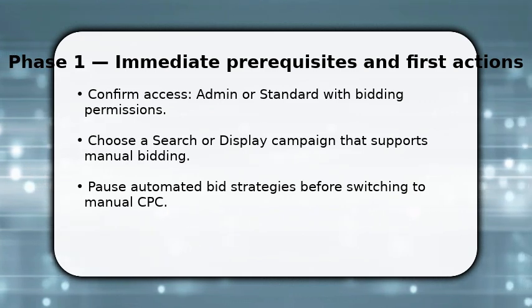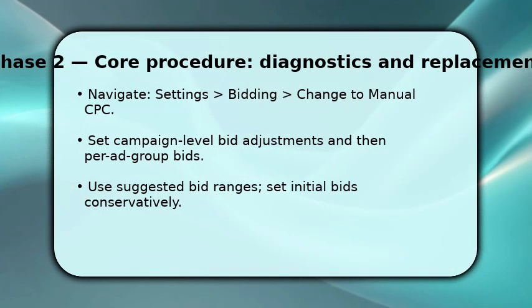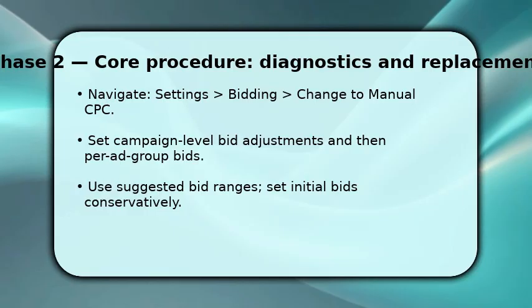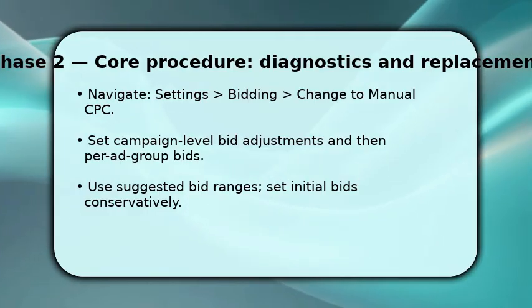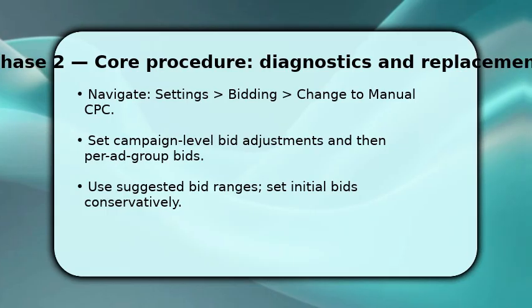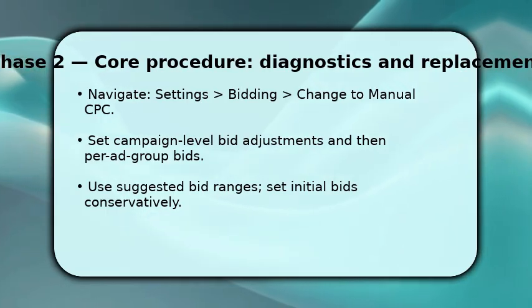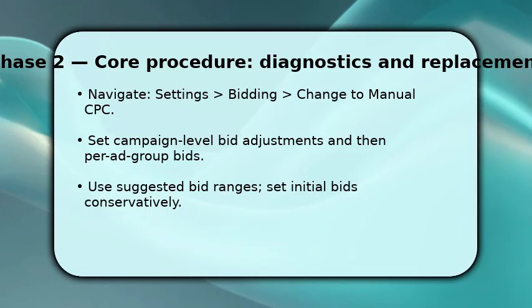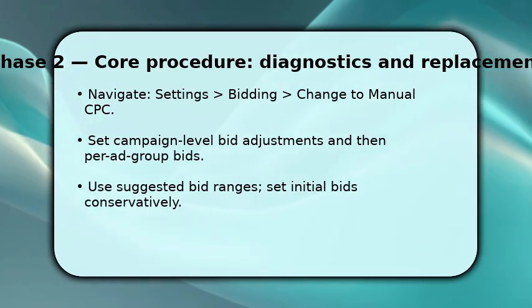You now switch the campaign's bidding to manual CPC by going to Settings, then Bidding, and selecting Manual CPC. After switching, set a campaign-level baseline bid, and then fine-tune by entering specific ad group or keyword bids. This gives you granular control.